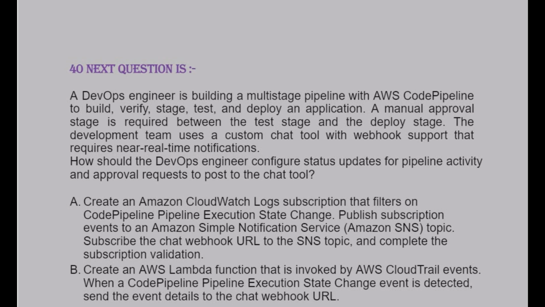Question is, a DevOps engineer is building a multi-stage pipeline with AWS CodePipeline to build, verify, stage, test, and deploy an application. A manual approval stage is required between the test stage and the deploy stage. The development team uses a custom chat tool with webhook support that requires near real-time notifications. How should the DevOps engineer configure status updates for pipeline activity and approval requests to post to the chat tool?